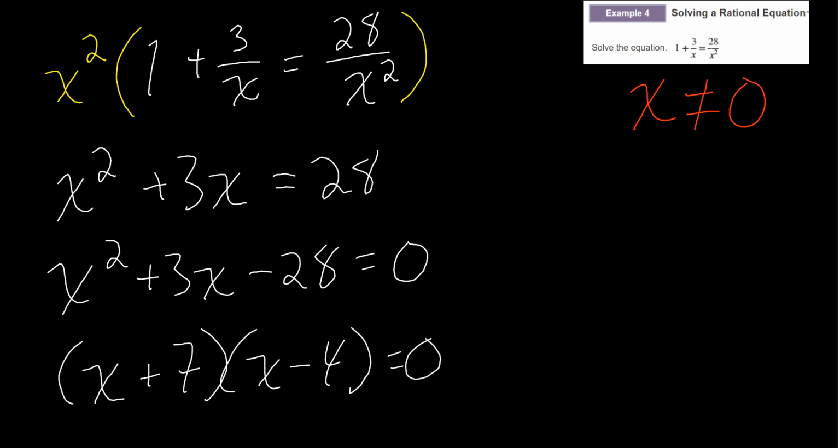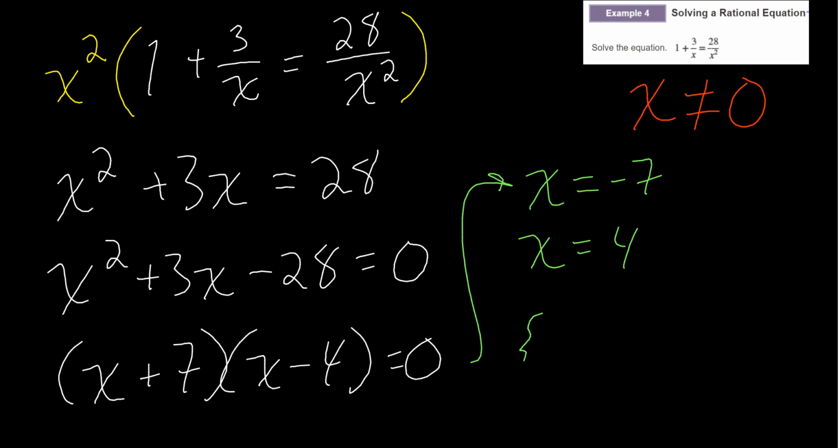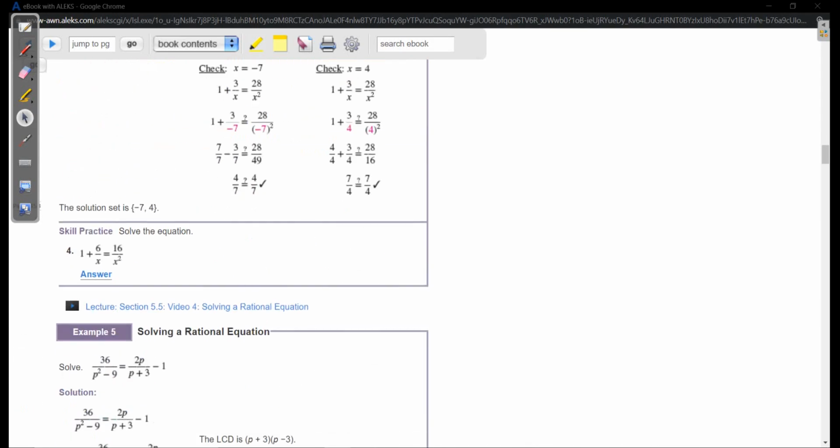So this means that x is equal to either -7 or x is equal to +4. Okay, and are either of those 0? No. Well, then we're good. This problem's over, right? Then the solution set is just simply going to be -7, 4. Okay.